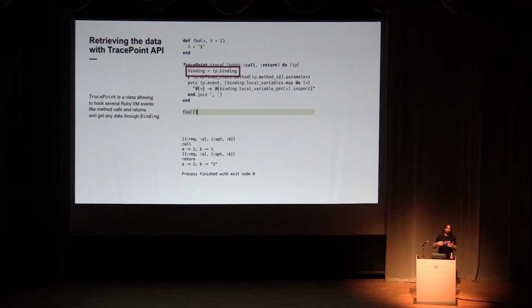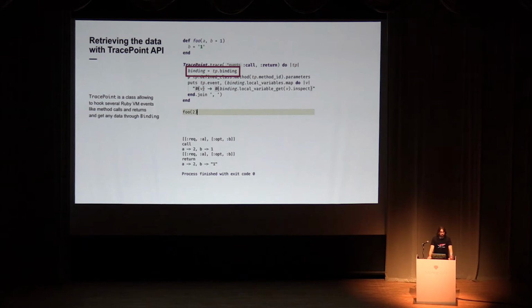So how does it work? There are several events in the Ruby virtual machine, like calling a method, returning from a method, raising an exception, and so on. TracePoint provides the possibility to hook these events and execute any arbitrary code in these hooks, and also to access the variables, the data, in the context of the events.